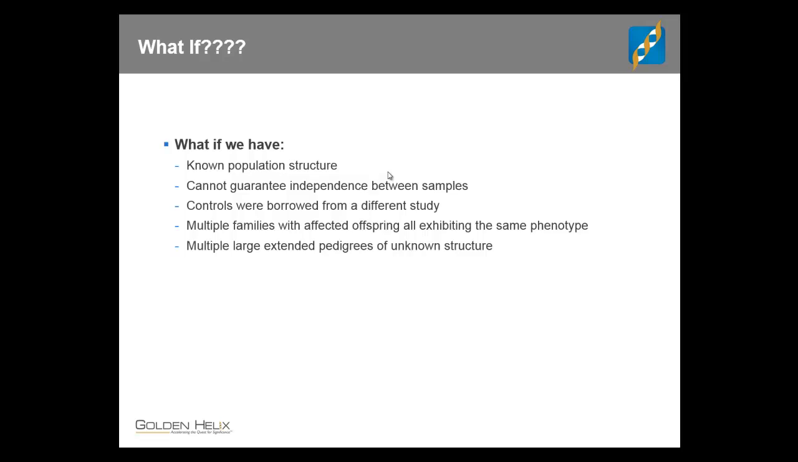But how often do you have a perfect study design? Not very often, I'm guessing. So what if we have violations of the assumptions, and in thousands of samples, who wouldn't have violations of these assumptions? In particular, what if you know there is some population structure and you cannot guarantee independence between your samples? Or you had to borrow controls, such as 1,000 genome samples, or you want to include multiple families with either affected offspring that all exhibit the same phenotype, or multiple large extended pedigrees of unknown structure. If only there was a way that we could account for this in a regression model.